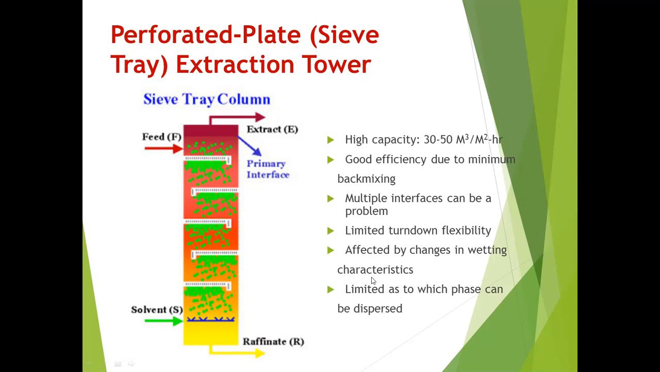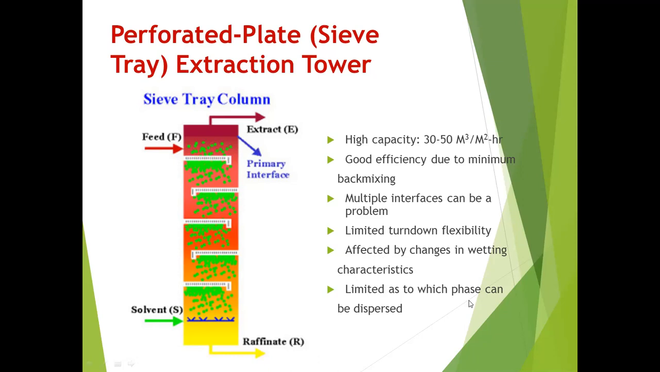It's limited, and it is affected by changes in wetting characteristics, meaning if there is not enough wetting of the packing material inside your perforated plate or sieve tray tower, then the efficiency of removal will be greatly affected by that. So it is affected by changes in wetting characteristics.